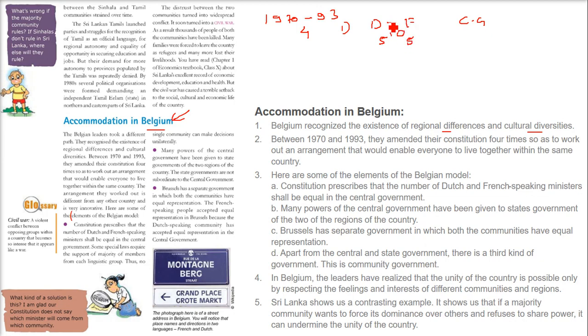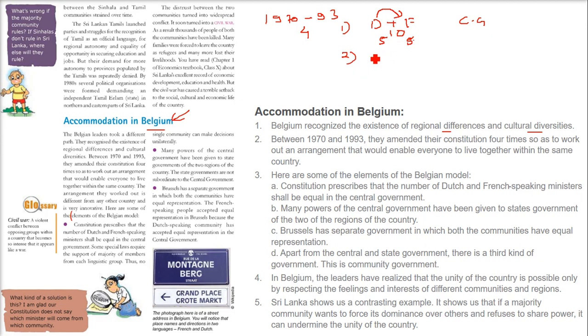If any law has to be made, that requires the support of the majority of the members from each linguistic group, Dutch and French. That is, no single community can make a decision unilaterally. The problem is, if it had happened, the Dutch would have made the decisions because they are in the majority in the country, but that was not there. Equal distribution of power between the different linguistic communities.